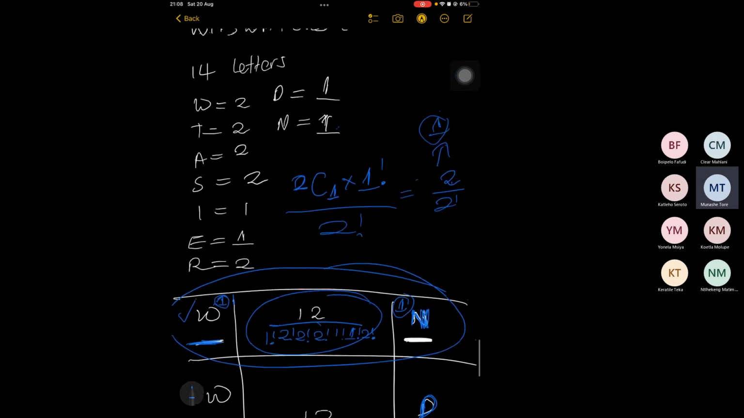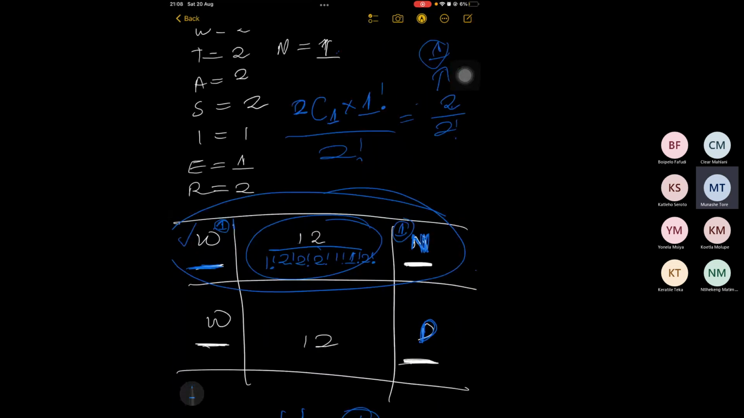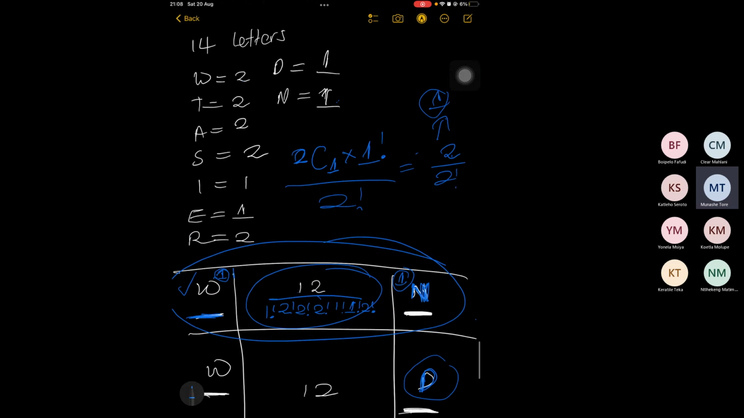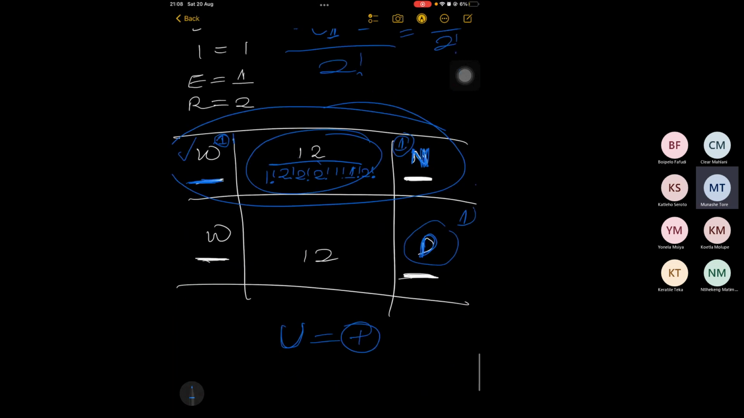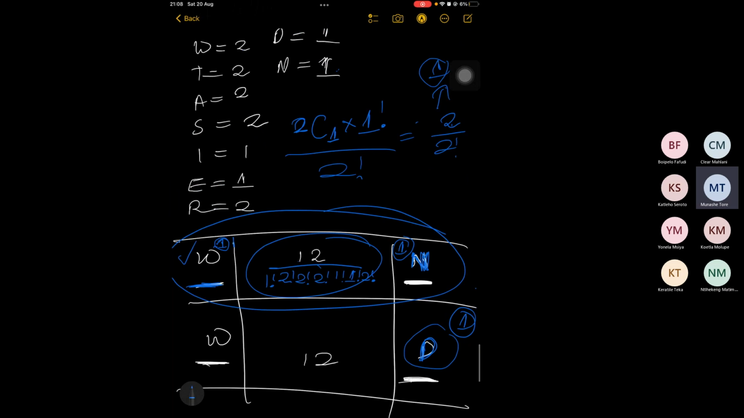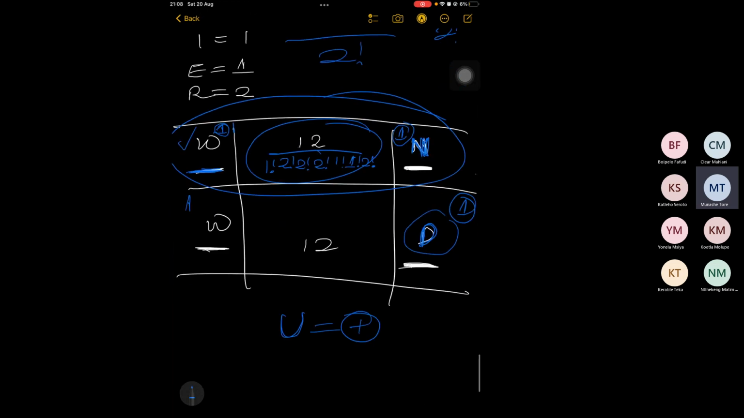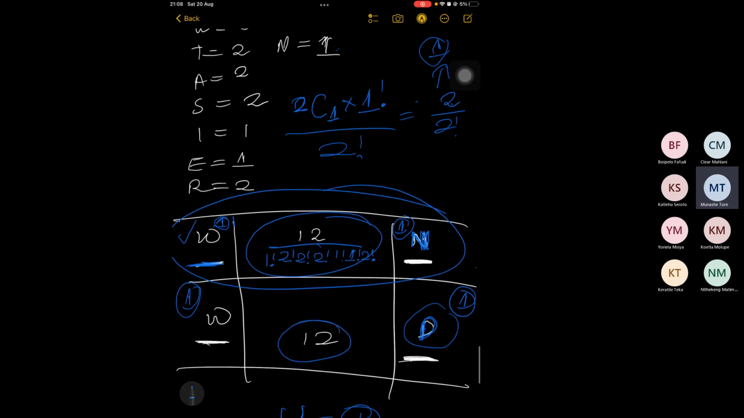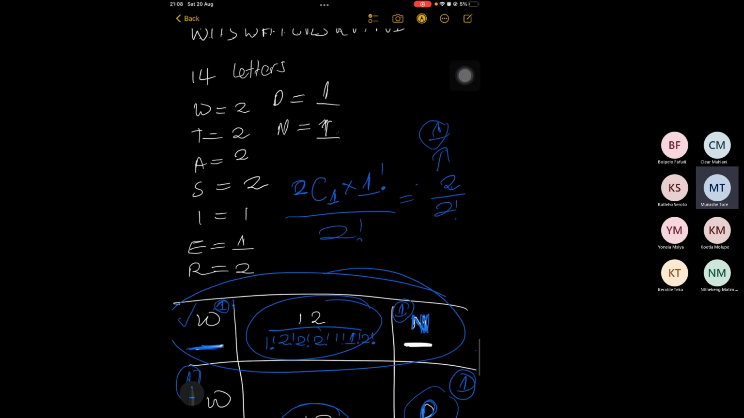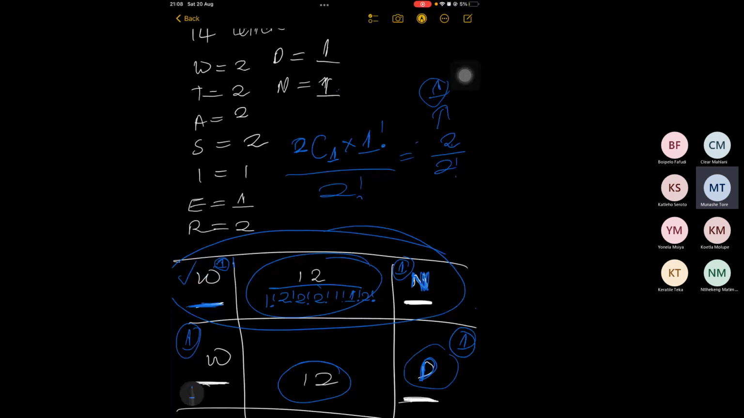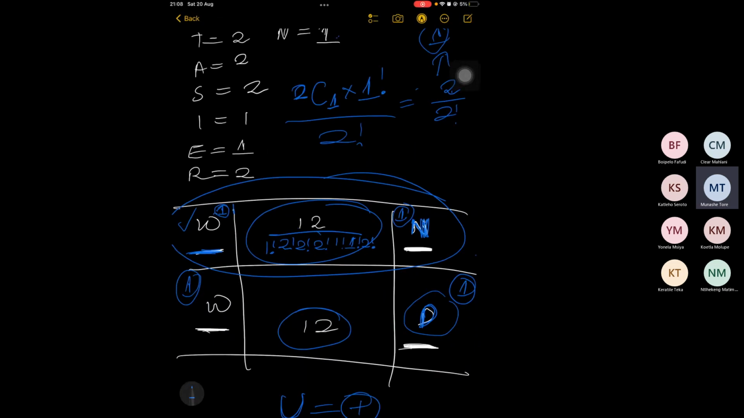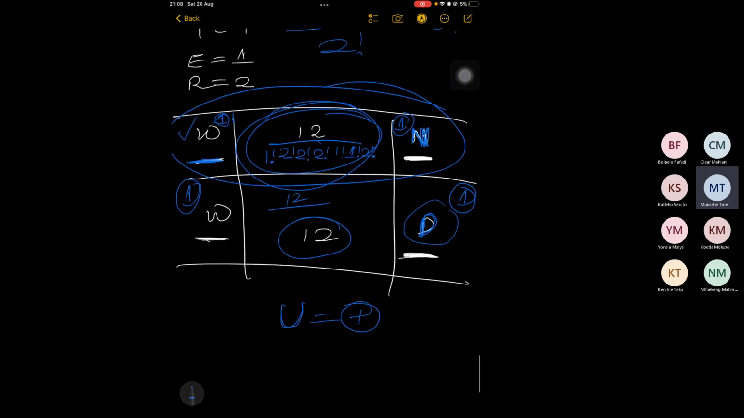the same here. But now, it's saying it's ending with a D. How many D's do we have? We only have one. So we know it's a 1 here. Then W is the same procedure, and you get a 1 here. Then we come to the middle. You have 12 letters, with literally the same conditions as before. So it's going to be 12 divided by the same thing. So the answer is going to be the answer that you get here times 2, since they are the same.